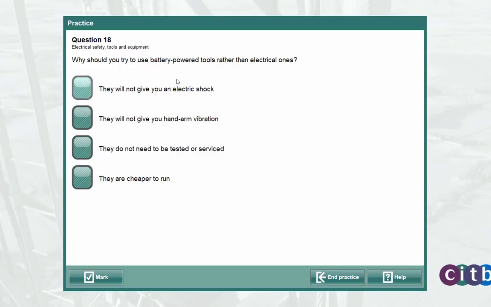Why should you try to use battery-powered tools rather than electrical ones? They will not give you an electric shock. They will not give you hand-arm vibration. They do not need to be tested or serviced. They are cheaper to run.